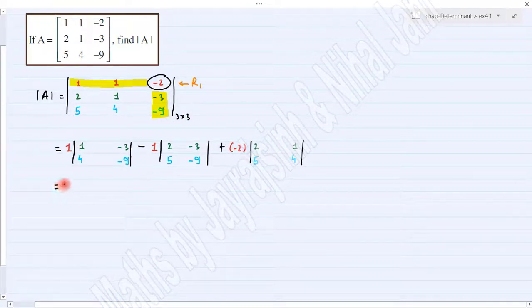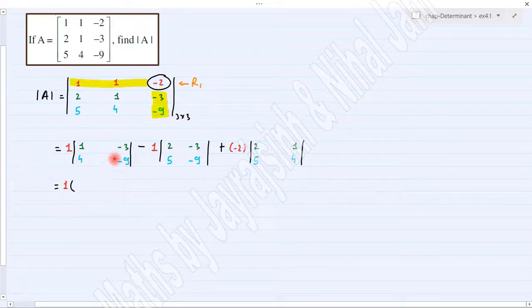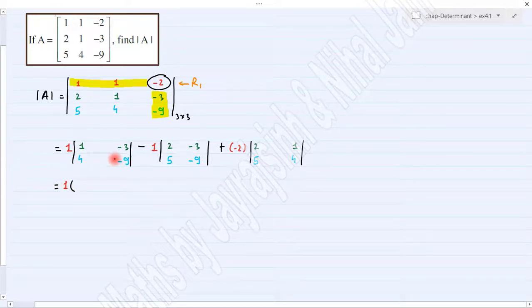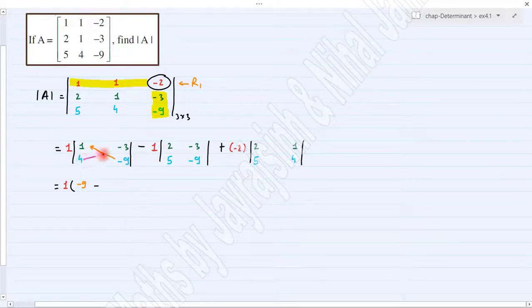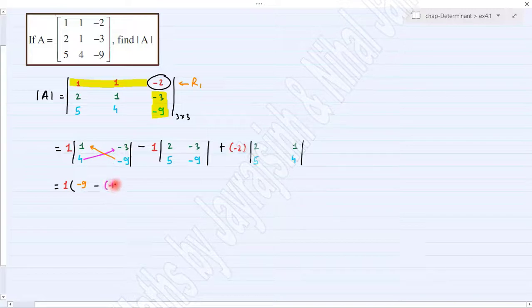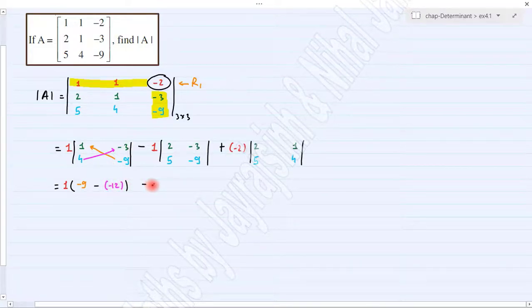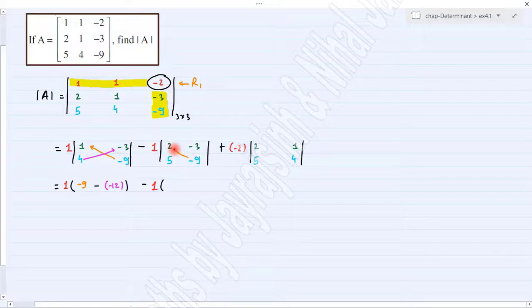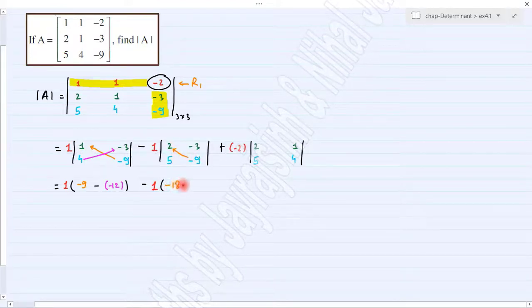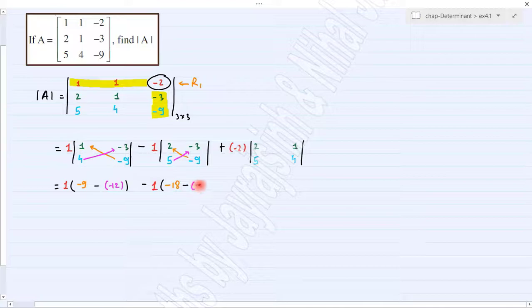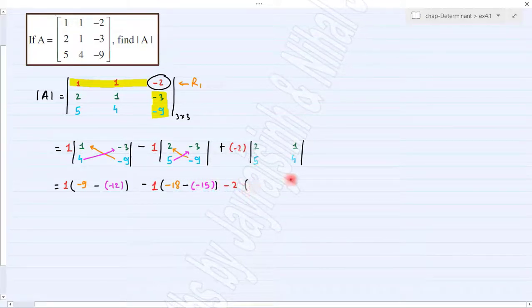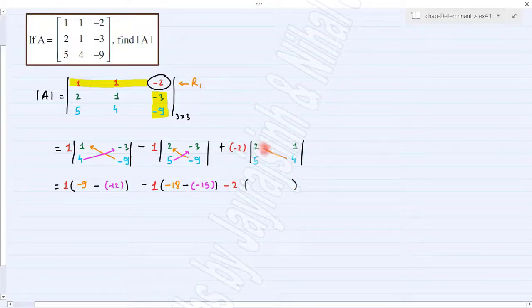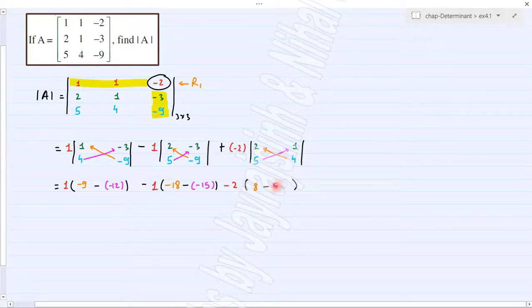Now let's simplify. 1 will be as it is. Let's solve your first determinant by cross multiplying. Minus 9 ones are minus 9, minus 4 threes are minus 12. Then your second element will be as it is. Minus 9 twos are minus 18, minus 5 threes are minus 15. And here we'll get minus 2 and cross multiply. 4 twos are 8, minus 5 ones are 5.